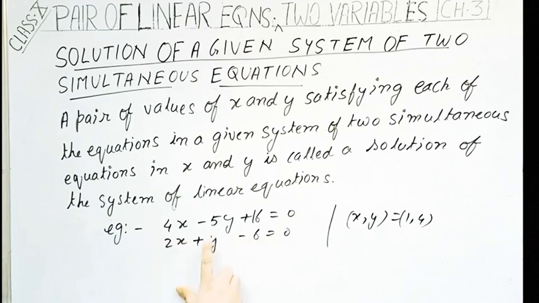For example, I have taken two simultaneous equations as 4x minus 5y plus 16 equals to 0 and 2x plus y minus 6 equals to 0. They both are satisfied by x, y equals to 1 and 4. That is, if I substitute x equals to 1 and y equals to 4 in equations 1 and 2, both are satisfied, and hence it is a solution of this pair of simultaneous linear equations.